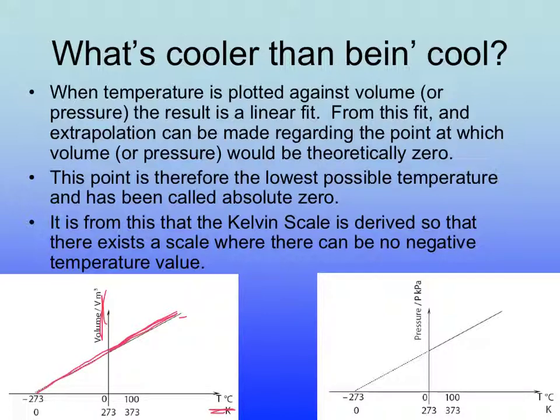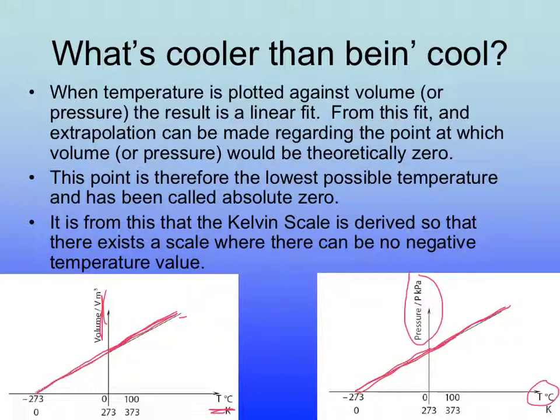And they realized that at some point, the volume of the gas would eventually reach zero. And when they looked at it in terms of pressure and temperature, they saw the same thing. There was this linear relationship between pressure and temperature, and if they extrapolated back, at some point the pressure also dropped to zero. And this is what they called absolute zero.